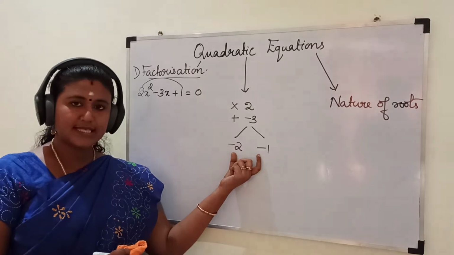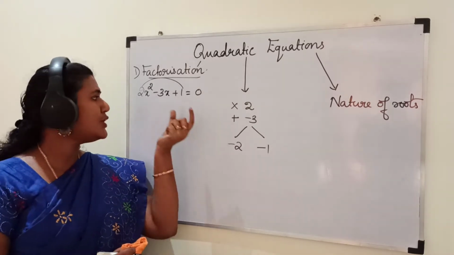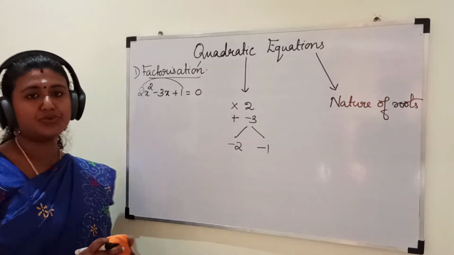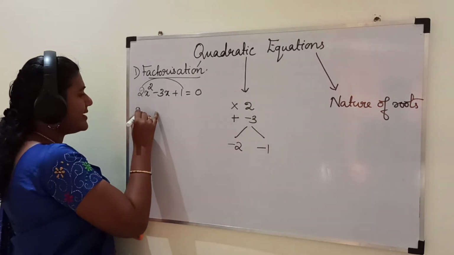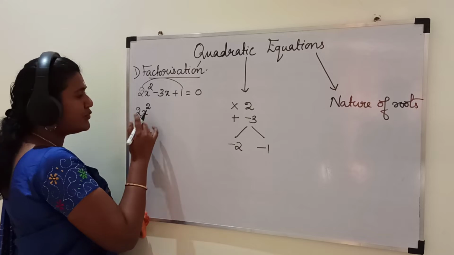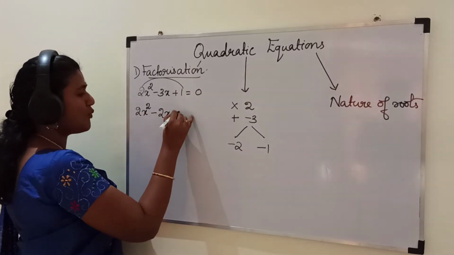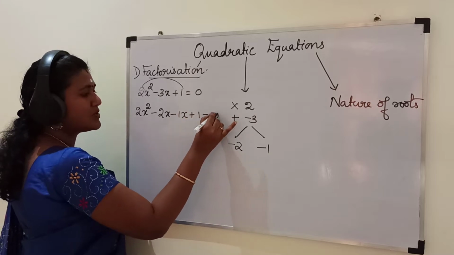Now after finding these numbers, you have to split the middle term using these two numbers. So we will rewrite this equation as 2x square minus 2x minus 1x plus 1 equal to 0.